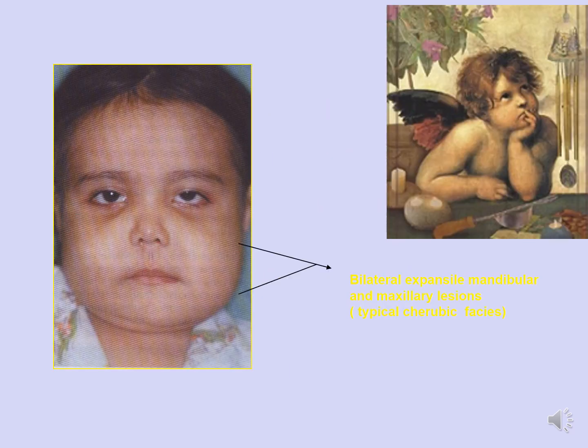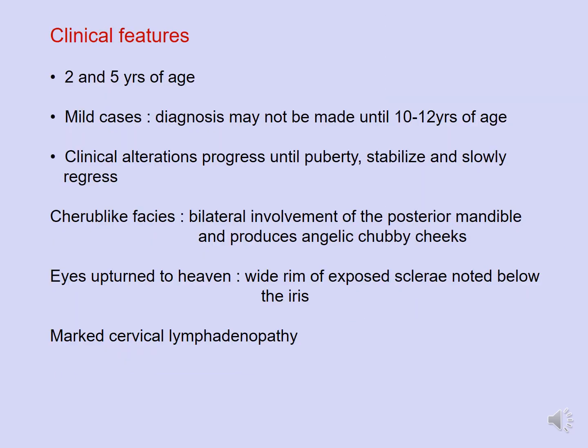Okay, so this slide clearly shows a patient who has cherubism. All right. So what we're actually seeing is bilateral expansile mandibular and maxillary lesions. Okay, this is basically a chubby baby. All right, and this appearance looks very similar to that of the cherubs or the little angels from Renaissance paintings. All right. Another important feature that can be visualized in this patient is the visibility of the sclera under the iris. Okay, which is again something very typical of cherubism.